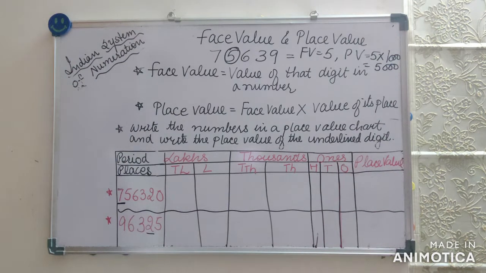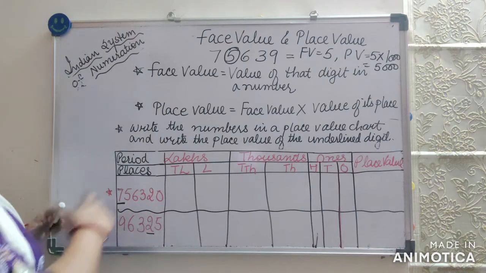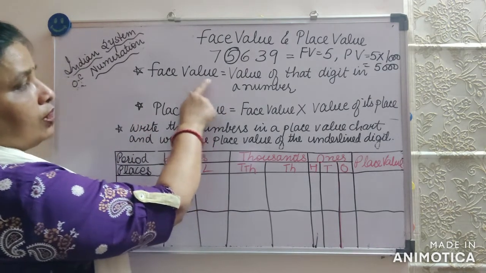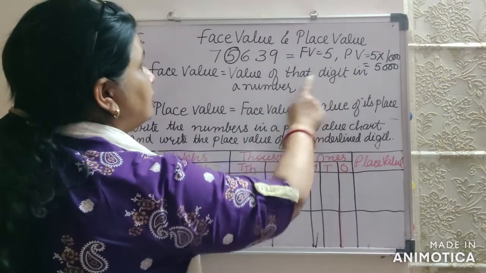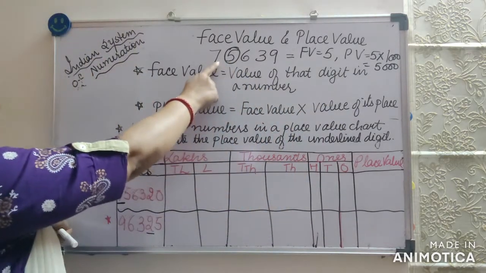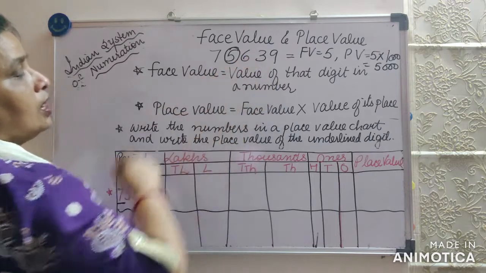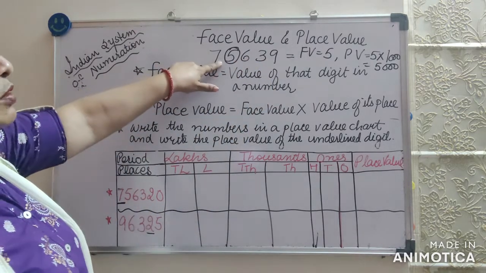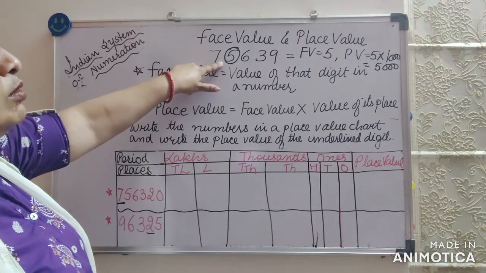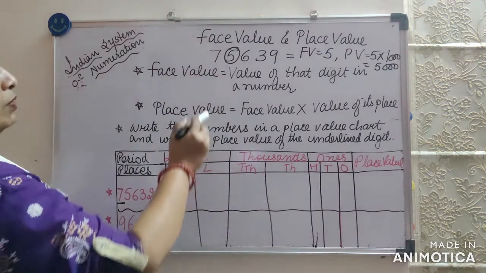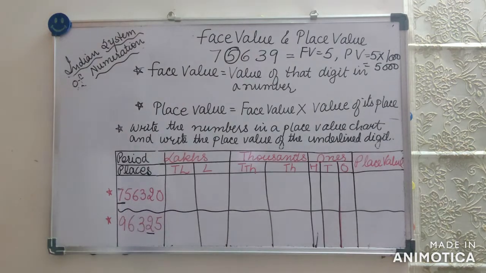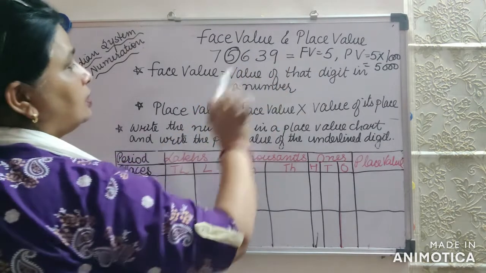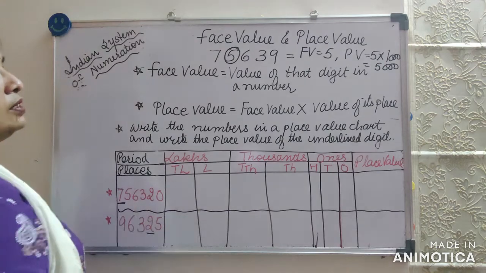Now children, our next question is about face value and place value. So what is the face value of a number? Face value of a number is the value of that digit in the number. Here the number is 75639 and you will have to find out the face value of 5. So what is the face value? The value of that digit, which means 5. Here the face value of 5 will be 5. The face value of 3 will be 3. Face value of 7 will be 7.